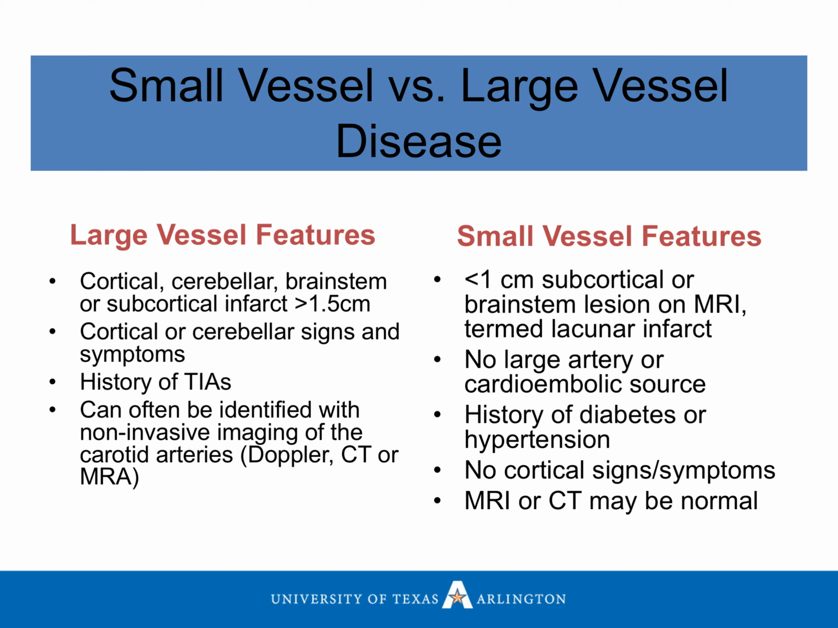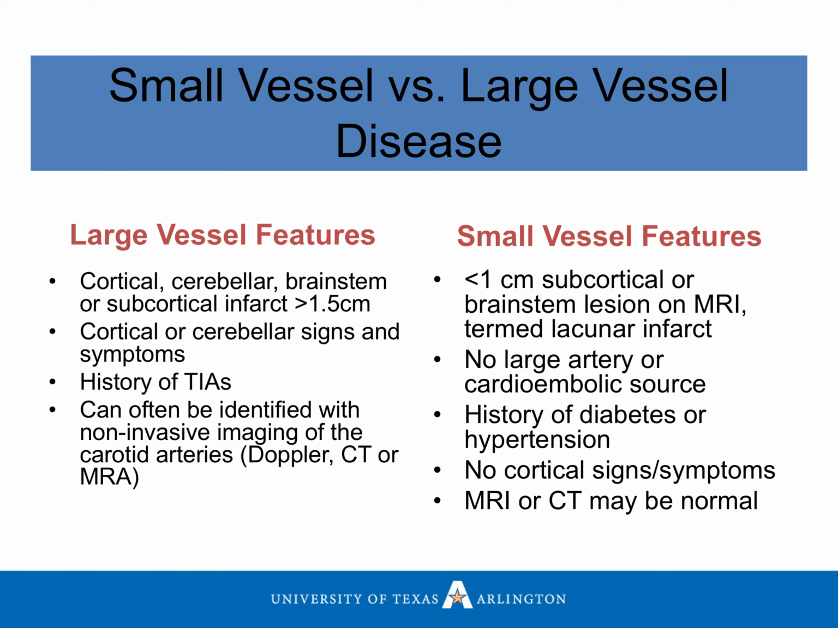A small vessel feature is going to be a smaller clot to begin with, and that can be subcortical or brainstem. And these are not going to really pick up on a CT. Usually you're going to need an MRI in order to really see these smaller little strokes. They're called lacunar infarcts, the term for these small vessel strokes. Again, they're not going to be seen on the Dopplers or CTs or even MRAs. You probably will have normal Doppler, CT, and MRA in small vessel disease. But if you do an MRI, that's where you would see these little tiny areas of damage.